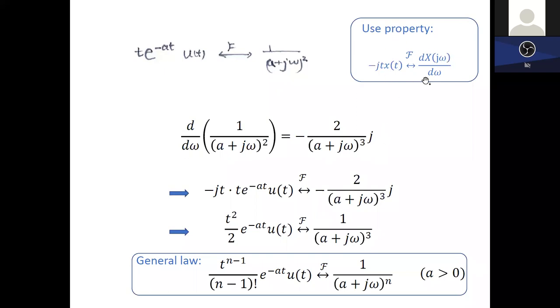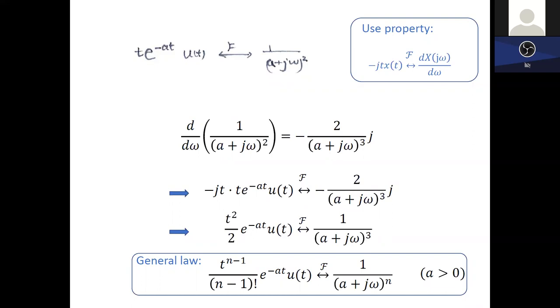Again, applying this frequency domain differentiation property, when we take the derivative of the right-hand side, the left-hand side needs to be multiplied by an additional minus jt. So the original left-hand side is t exponential minus at, and then we multiply it with an additional minus jt. Again, we eliminate the minus j factor on both sides. So on the left-hand side, we have t squared exponential minus at multiplied by something, and on the right-hand side, it is 1 divided by a plus j omega to the power 3. Notice that this 2 is moved to the left-hand side. It still holds because of the linearity property.